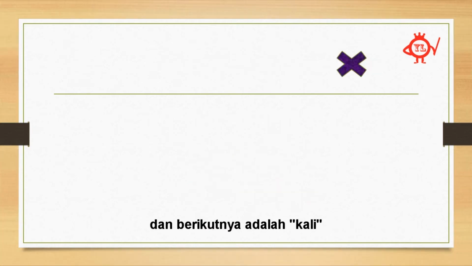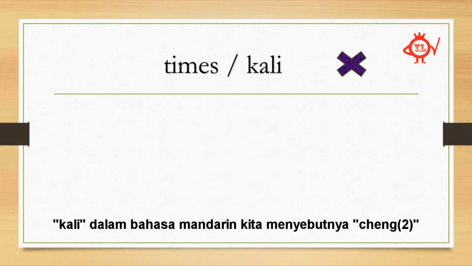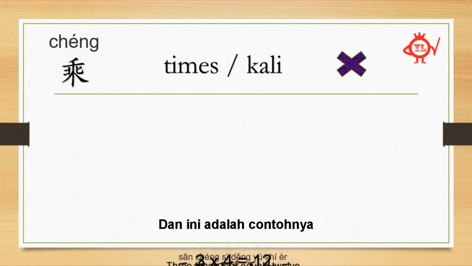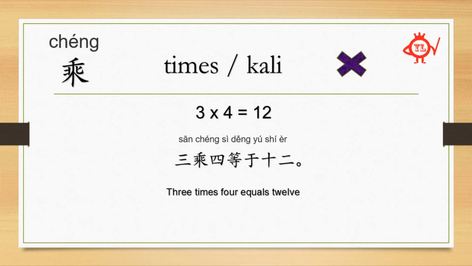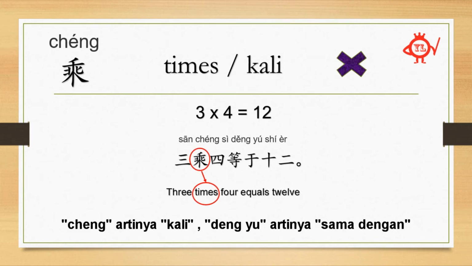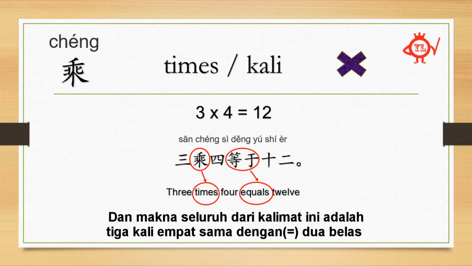And the next one is times. Times in Chinese is called 乘. And here's the example. 3乘4等于12. And 乘 means times, 等于 means equals. So this sentence entirely means 3 times 4 equals 12.